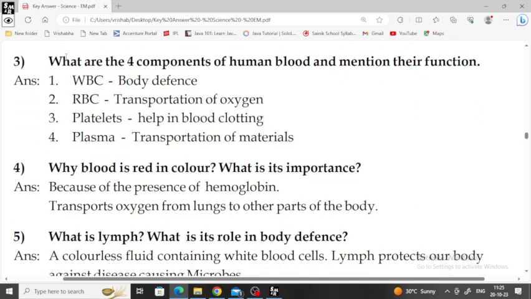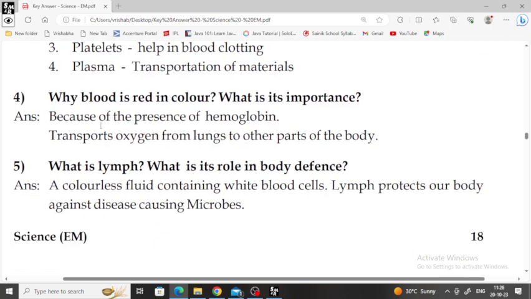What are the four components of human blood and mention their function? WBC, white blood cells, body defense. RBC, red blood corpuscles, transportation of oxygen. Platelets help in blood clotting. Plasma, transportation of materials.